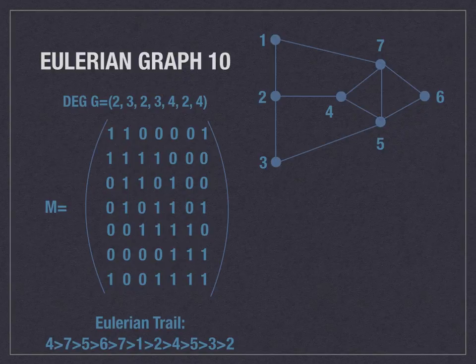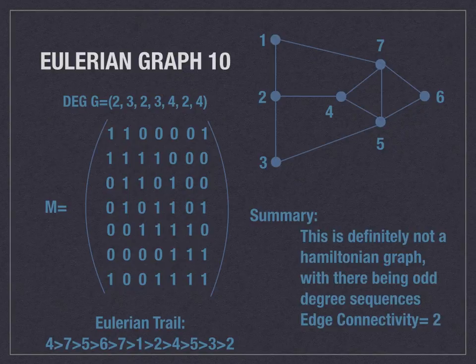So again, that is how I solved the puzzle. Actually, I just started at 4 and moved my way forward. And that seems to be one of the best ways I think to do it. This is definitely not a Hamiltonian graph again because there are odd degree sequences. So we know that we will have to hit a vertex twice in order to get some of these edges.